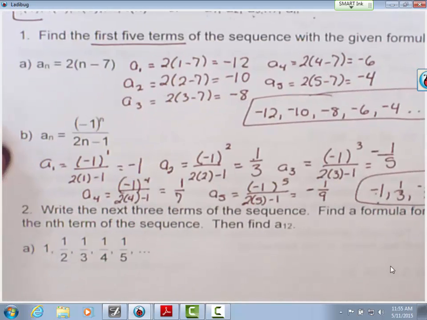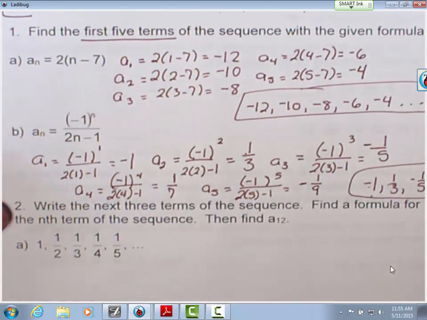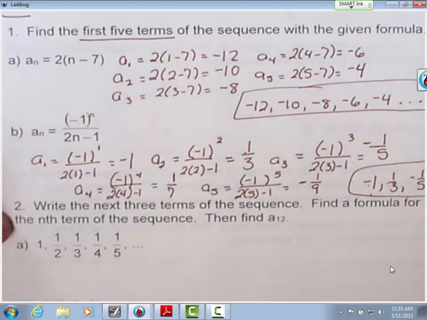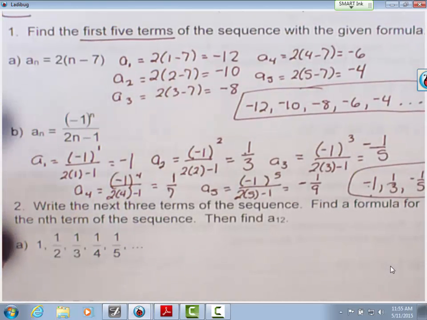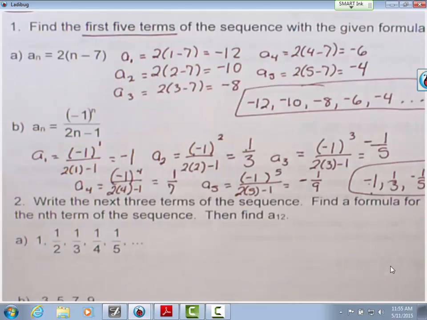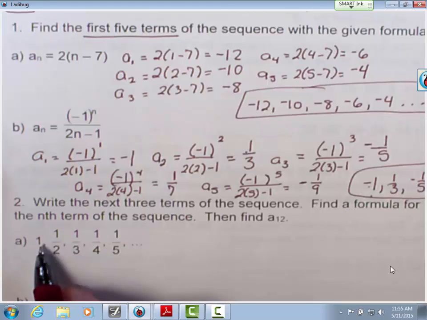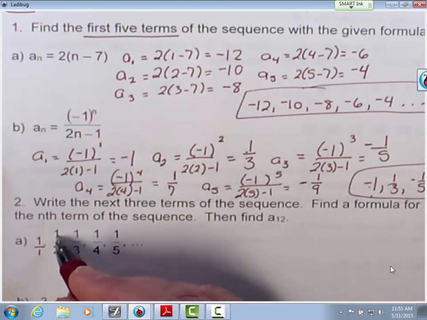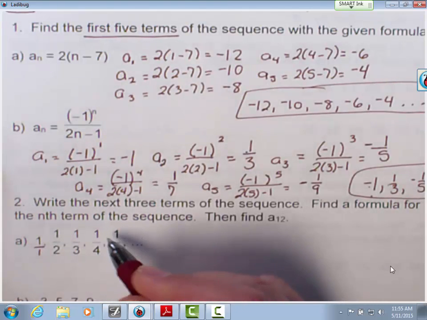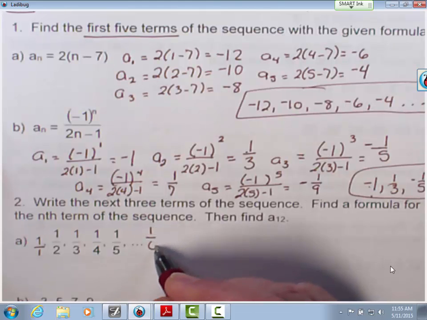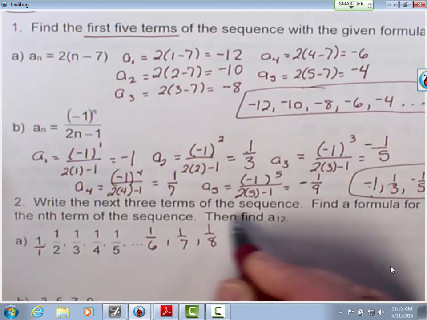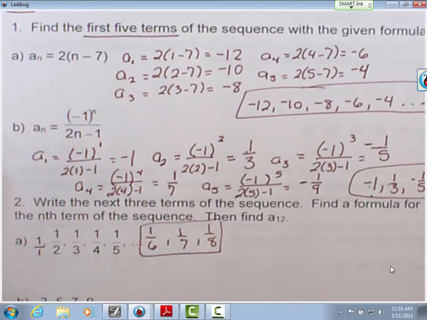Okay, so question number 2. Write the next 3 terms of the sequence. Let's find a formula for the nth term of the sequence, then find A sub 12. Okay, so you're looking, what's the pattern going on here? Well, it looks like 1 over 1, 1 over 2, 1 over 3, and so on. So I would expect the next to be 1 over 6, 1 over 7, and 1 over 8. So that would be the next three terms of the sequence.